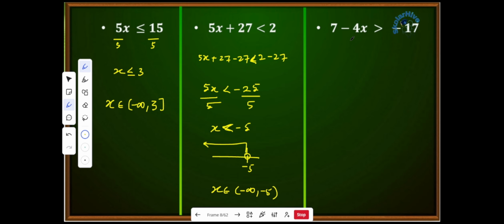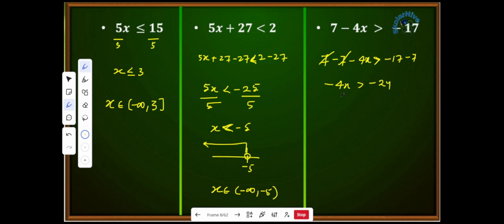Now here we have 7 minus 4x greater than minus 17, and we want the solution for this. We'll isolate x, so we need to remove all the other numbers. Here we have plus 7. To omit this plus 7, we have to subtract 7 on both sides. Minus 17 minus 7. Subtracting the same number on either side does not change the inequality sign. By doing that, we eliminate 7. Now we are left with minus 4x on the left, and on the right side minus 17 minus 7 is minus 24.